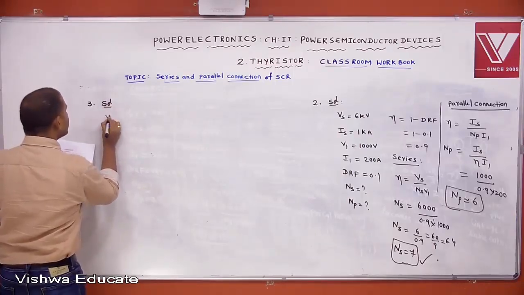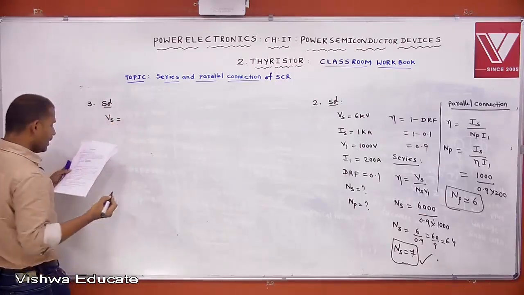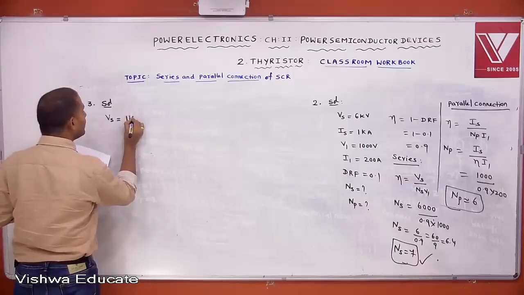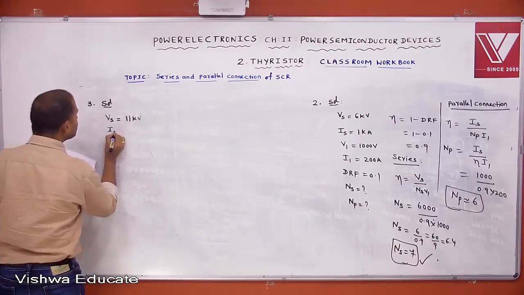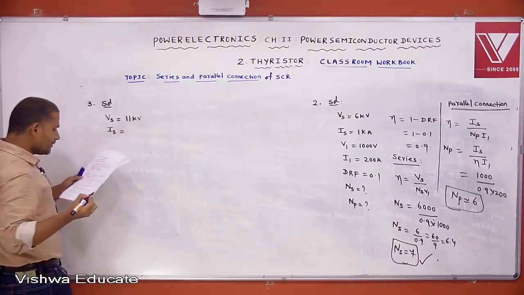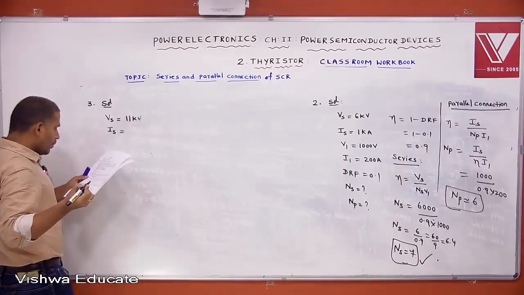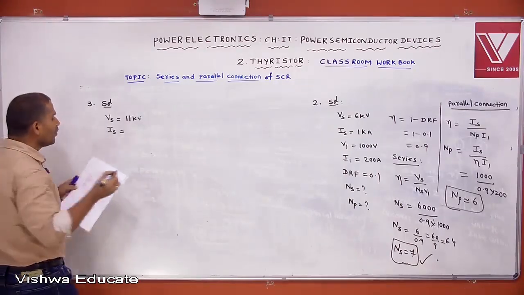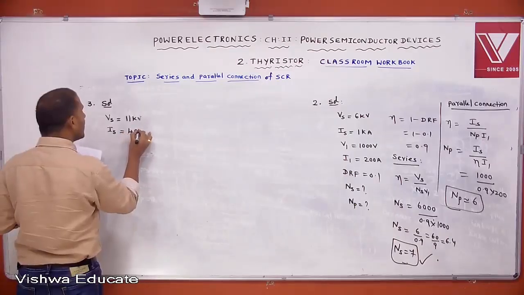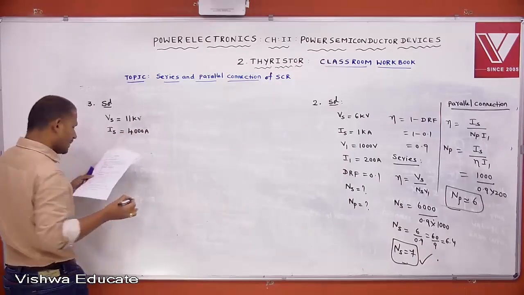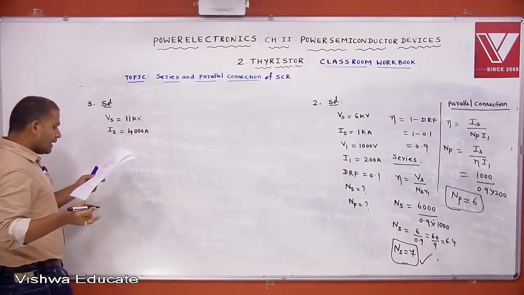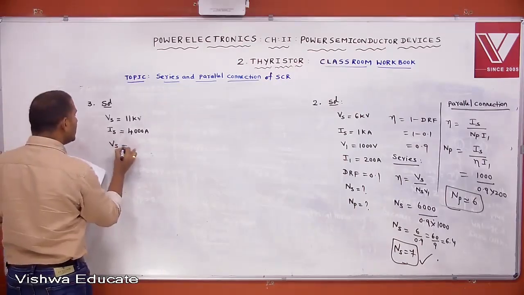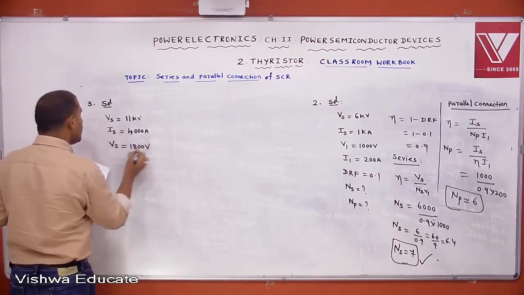What is the string voltage that is given? High voltage, you can take 11 kV. What is the string current? The voltage and current ratings are 11 kV and 4 kiloamperes, so the string current is 4000 amperes. Then V1 is how much? 1800 volts.